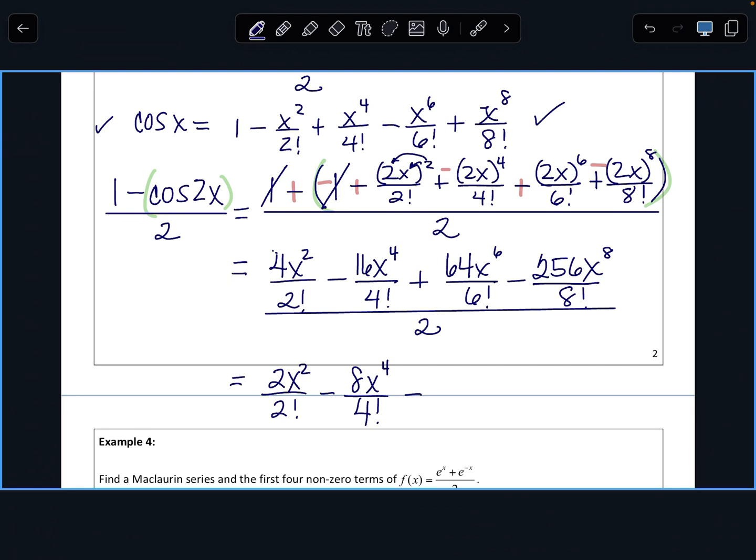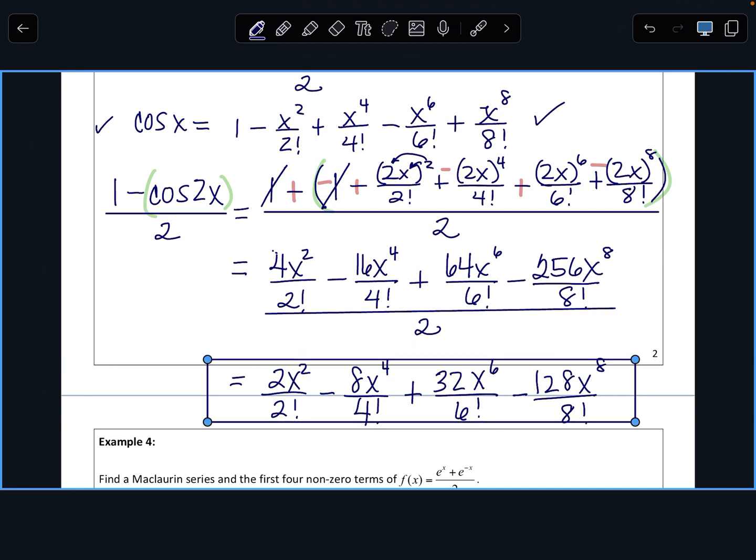And then the 2 goes into 64, so minus 32x to the 6th over 6 factorial. And then plus, 2 goes into 256, so 128x to the 8th over 8 factorial. Okay, and so we have our series set up. And there it is. There you have it. This is then going to be your 1 minus cosine 2x over 2 series, and it simplifies like that.